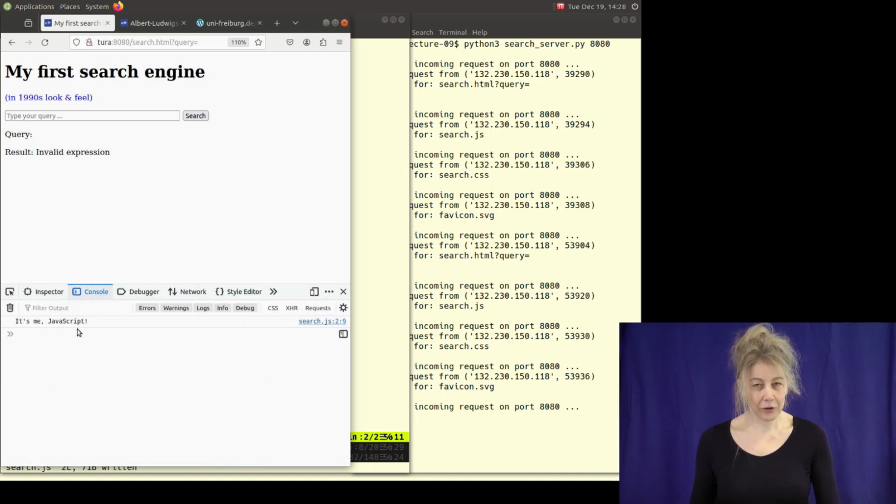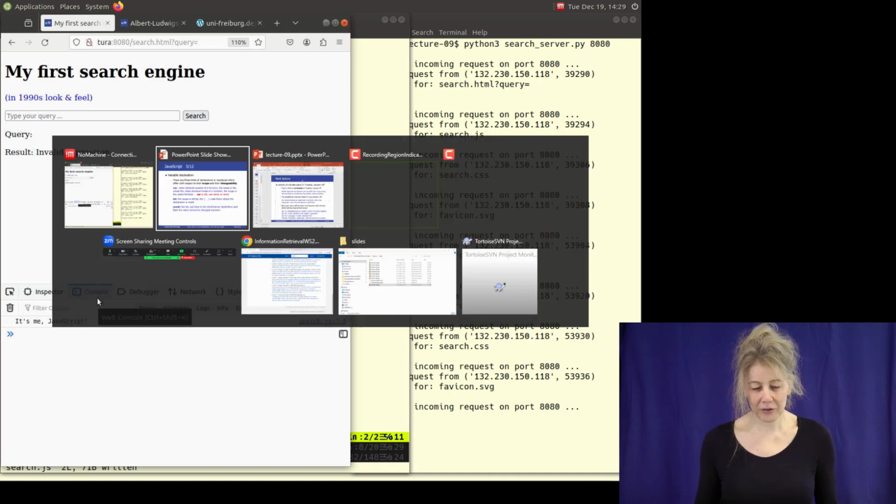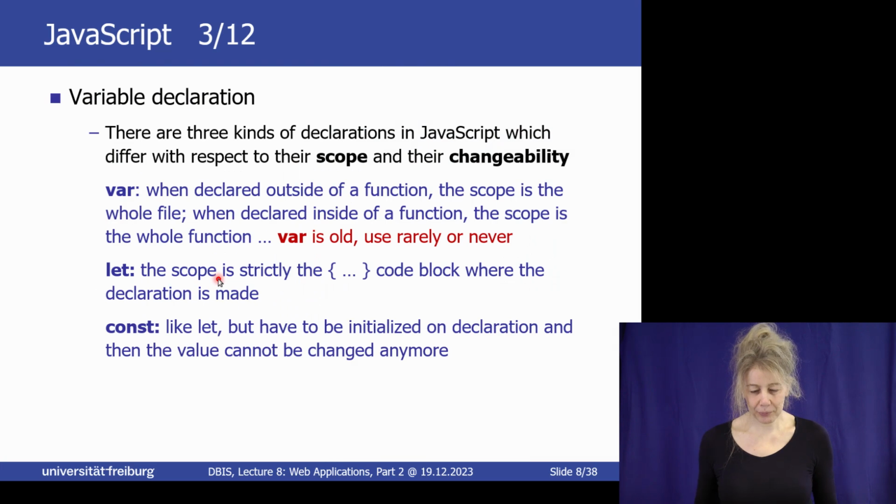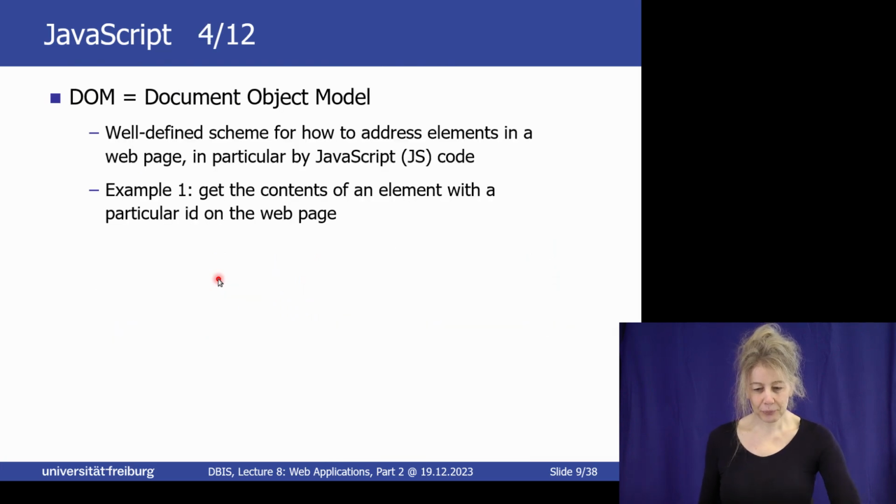So it's not the console from consolation, but the console like the Linux console. Now it's just writing something here. You can use this for debugging. It also shows error messages here. Super useful, right? Don't use alert boxes. Okay, back to the slides.